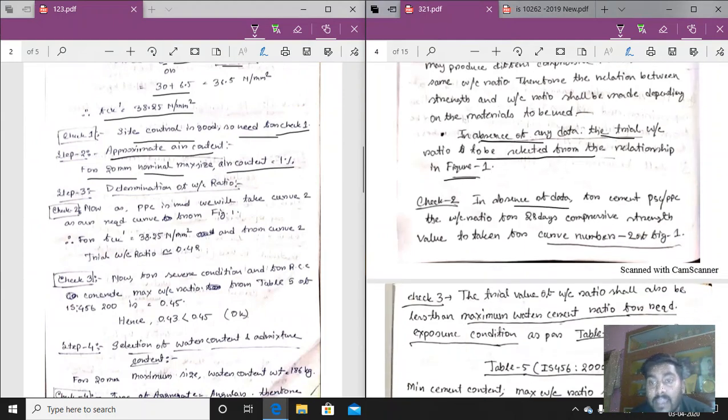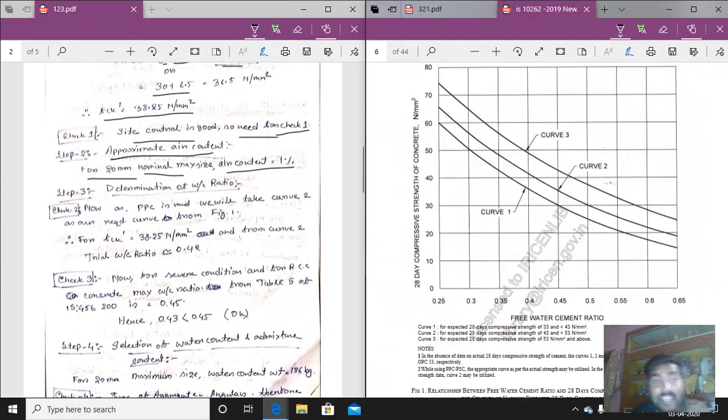In absence of any data for cement PSC and PPC, it means Portland slag cement and Portland Pozzolana cement, the water cement ratio for 28 days compressive strength value is to be taken from curve number 2. So as PPC is given, we will use curve number 2 from figure number 1. From this curve we will be taking the value.